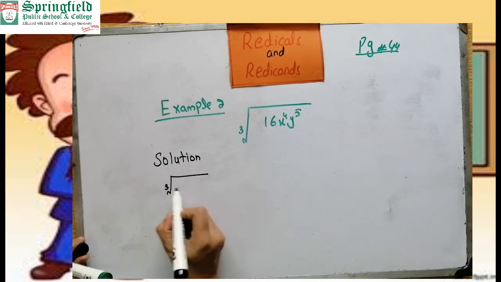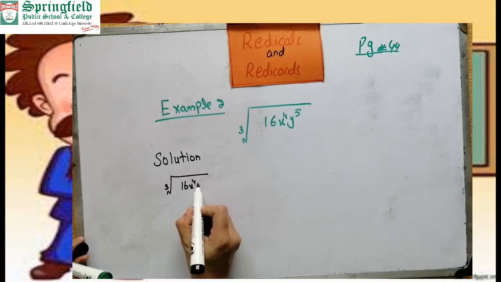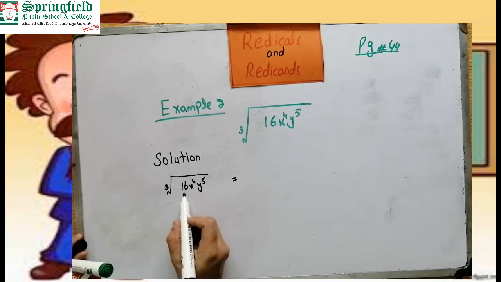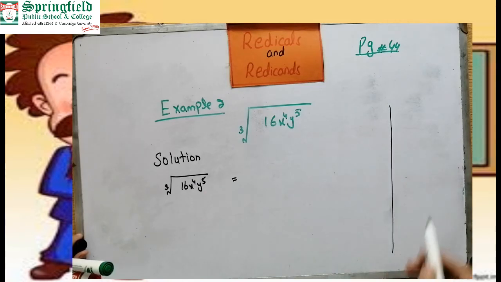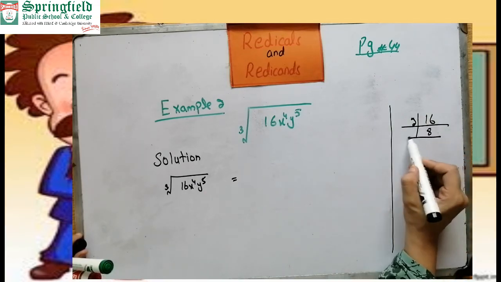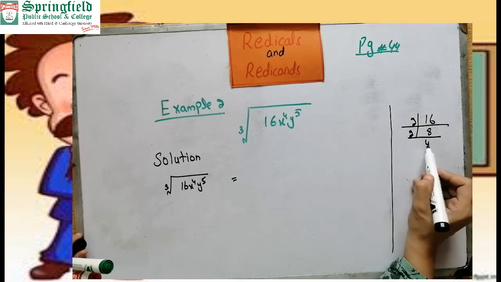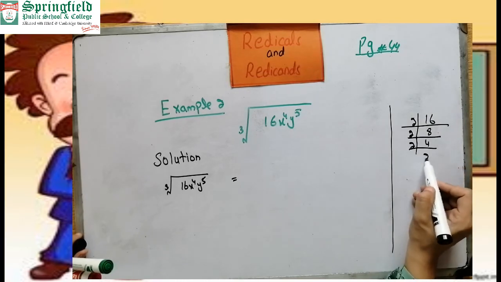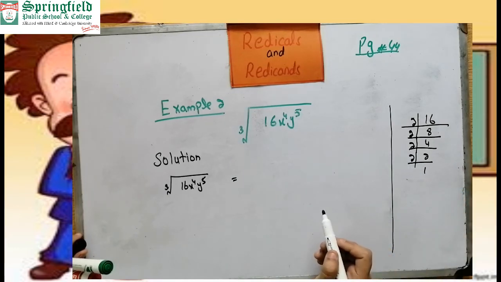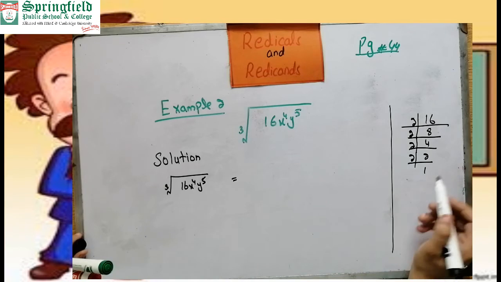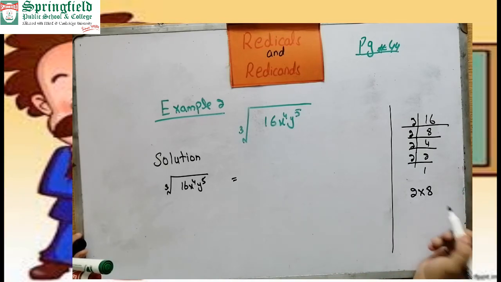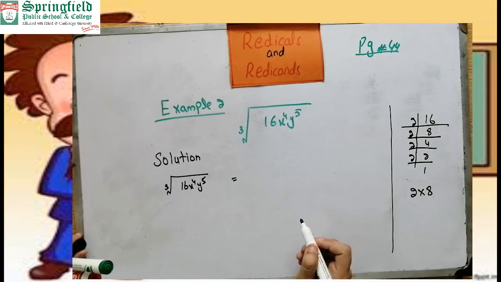The cube root of 16x^4 y^5 is equal to... we can find the factors of 16 by using the prime factorization method. So 16: 2 8s are 16, 2 4s are 8, 2 2s are 4, and 2 1s are 2. This is one method, and you can use a second method here, as we know that 2 multiplied by 8 is equal to 16.